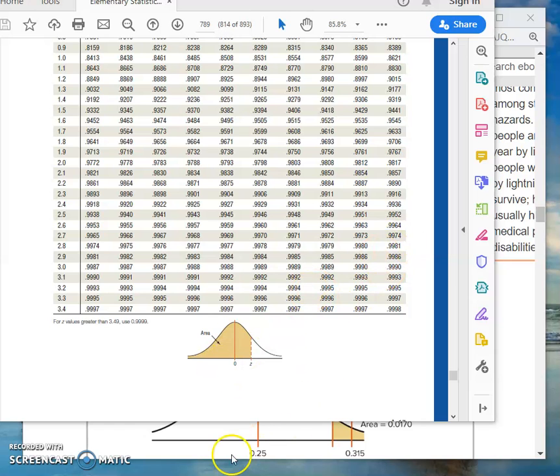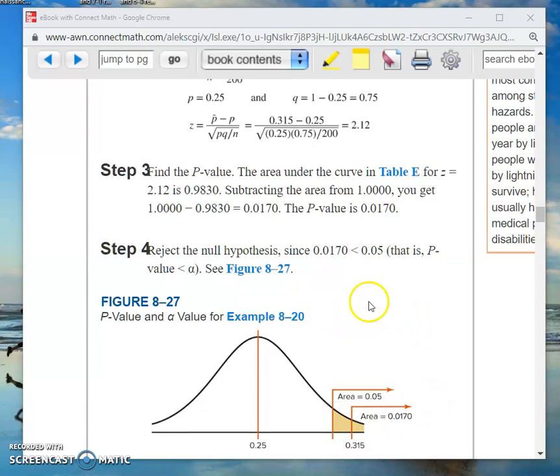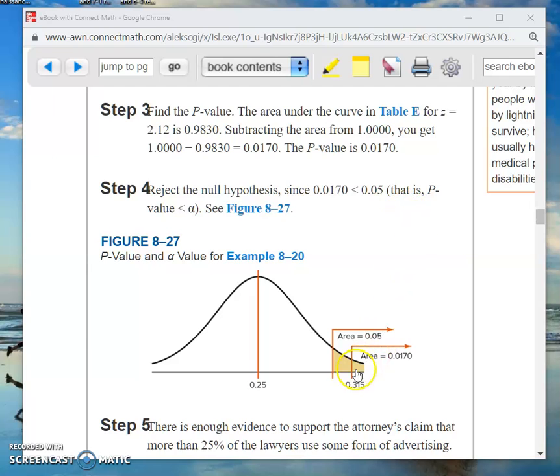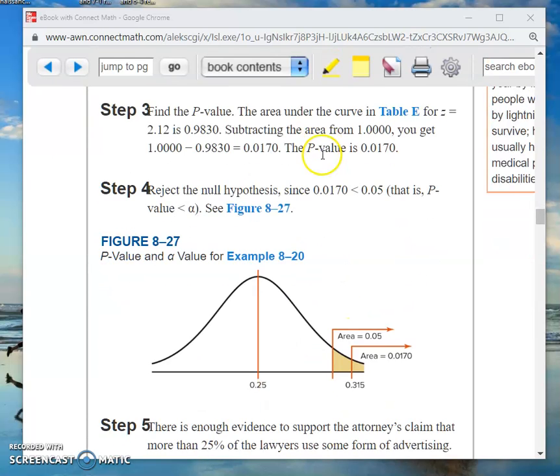So let me get rid of this. Okay, and that is exactly what he has, 0.0170. That's the area to the right. So what that's telling me is the p value is 0.0170. That's the probability that I would obtain this number right here, the 0.315, or more by random chance. It's a 0.0170 probability. So in percentages, that's 1.7% probability that I would get this number and to the right.